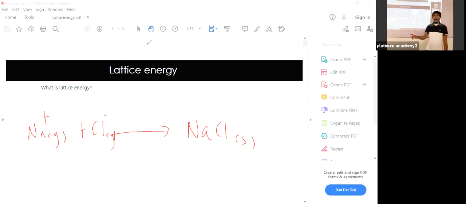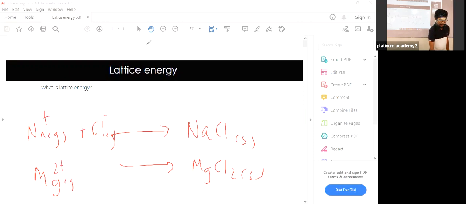Now let's think about another one, the lattice energy of magnesium chloride. It's MgCl2, so it should be in solid state. You make MgCl2 from Mg2+ gaseous ions. But how many chloride ions do you need? You need 2. Now this side can be any number of moles, but remember the ionic solid should always be 1 mole.